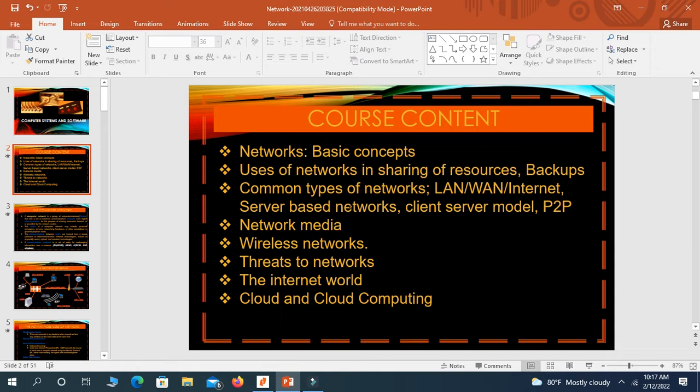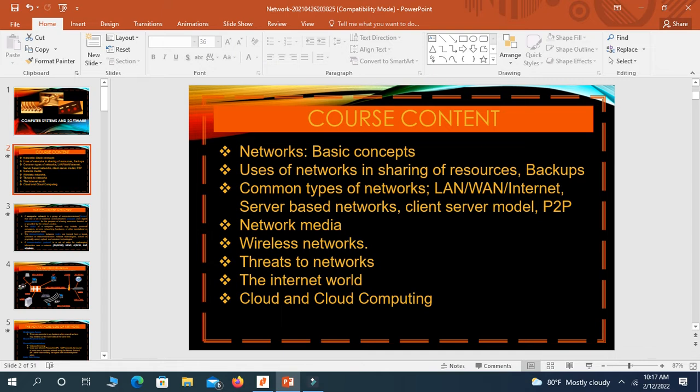Next, we have network media. Then we have wireless networks. We will also talk about threats to networks: what the threats are and how we can minimize them. And next, we have the internet world: how the internet is working, what its functionalities are, and how it is operated. These are the things that we are going to discuss. And finally, we will wrap up today's presentation with cloud and cloud computing.